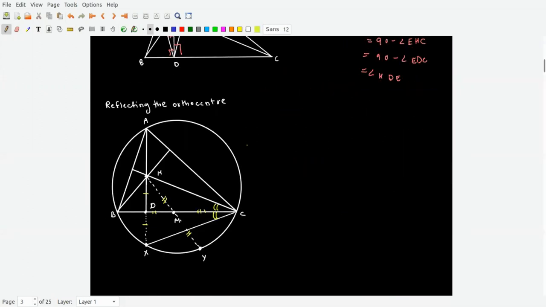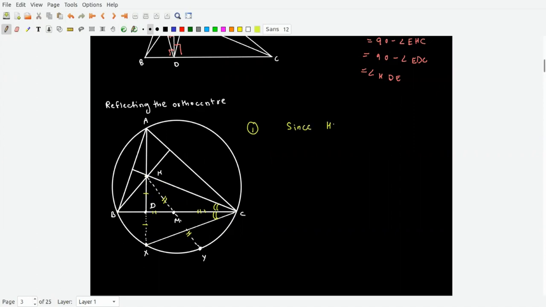The first part, which I said, is to prove that X lies on the circle ABC. For this, since you're reflecting H over D, you'll have HD equals DX. You also have angle HCB equal to angle BCX, but angle HCB is actually angle BAH, and hence we get X lying on the circle ABC. That's the truth. So I'll just write that out.